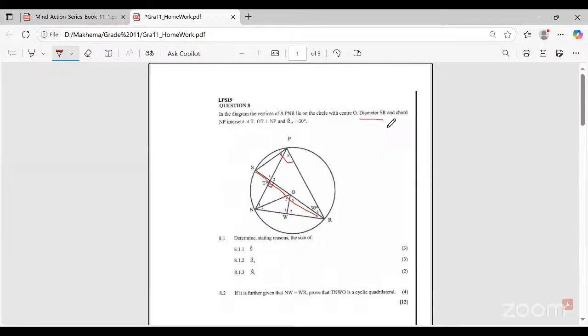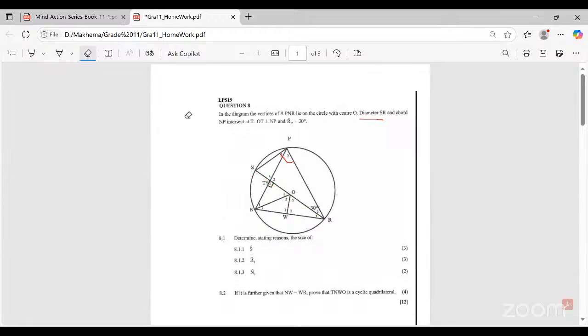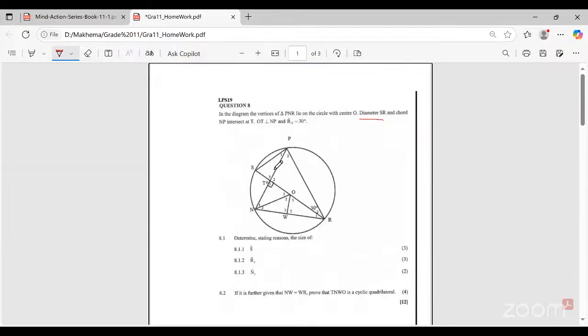And then the chord NP intersects. SR intersects NP at T. Where is T? This is T. This is NP. We are also given that OT, which is this one here, is perpendicular to NP. This is theorem 1. That implies that this line is equal to this line. This is theorem 1, guys. I think you still remember that theorem.